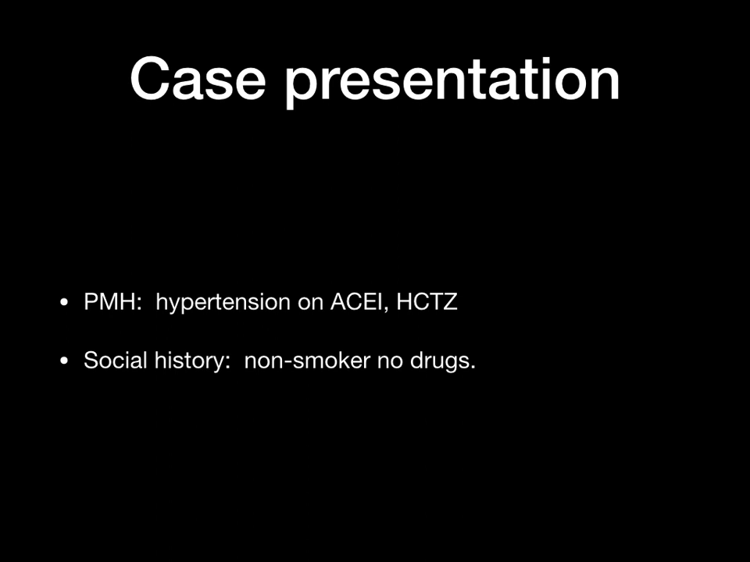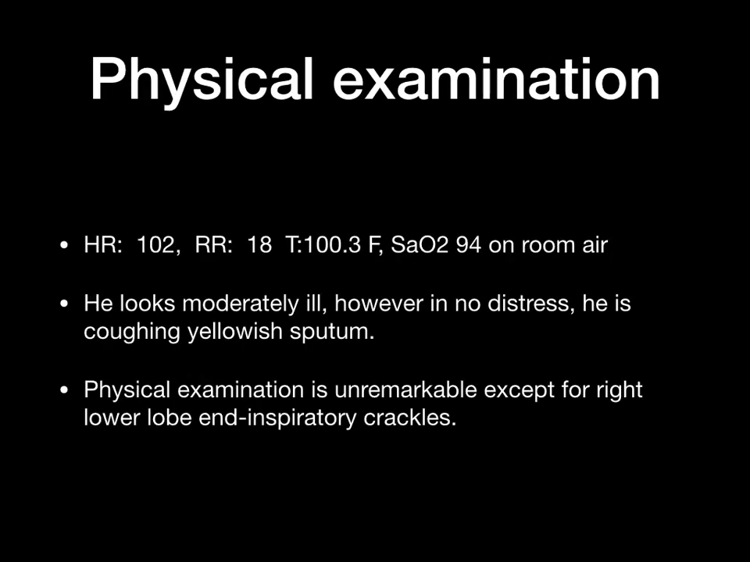Past medical history, he only has hypertension, he's on an ACE inhibitor and hydrochlorothiazide. Social history, he's a non-smoker, no drugs. He's basically independent, lives alone. On physical examination, the heart rate was 102 per minute, the respiratory rate was 18 per minute, temperature was 100.3 Fahrenheit, the SaO2 94% on room air. He looks moderately ill, however not in distress. He's coughing yellowish sputum. The physical examination is unremarkable except for right lower lobe inspiratory crackles.